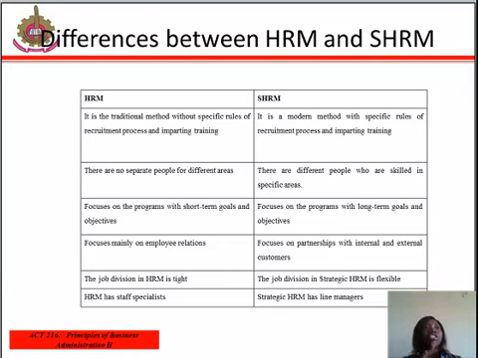And also, job division in HRM is tight, while job division in SHRM is flexible. While staff specialists in HRM are very scarce, there are strategic in-line managers for SHRM, that is, the strategic human resource management.